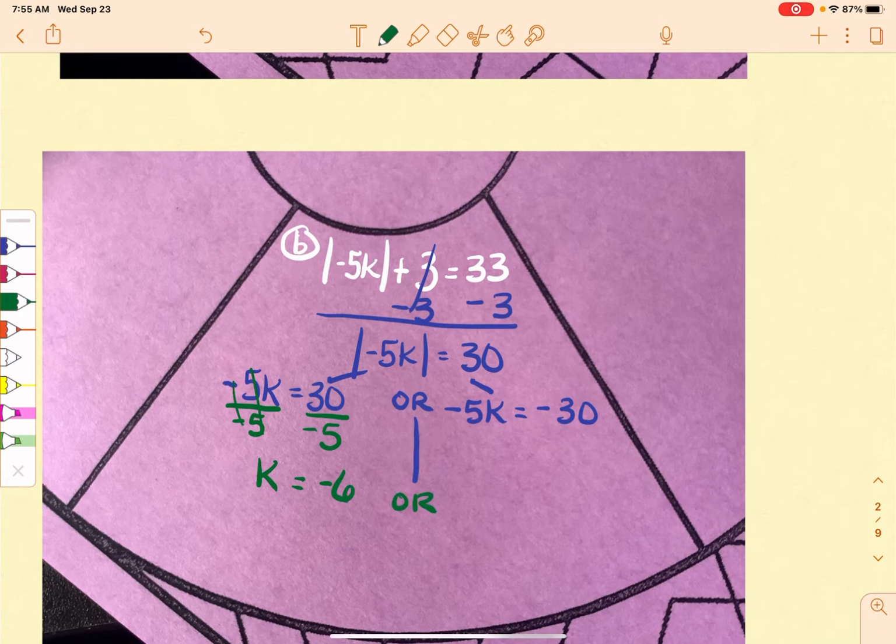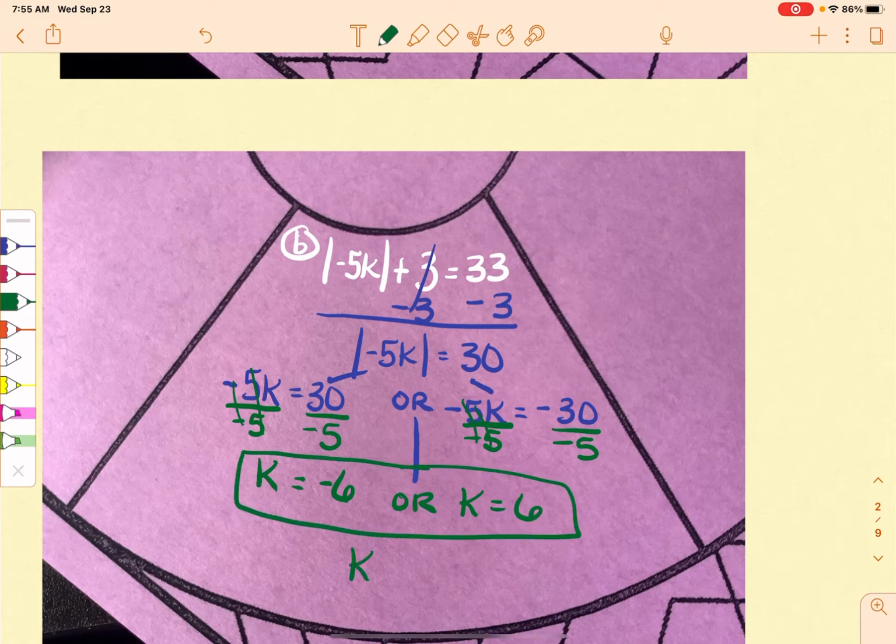Bring down my "or." Same thing on this side, I'm going to have to divide by -5, but on this side, I get +6. So you might see it written like this, or you might see people put it together like this. That's a shortcut for saying it could be +6 or -6, which is really what happens here. Either one of these would be an okay way to write that, just so you know in case you see any of them written that way.